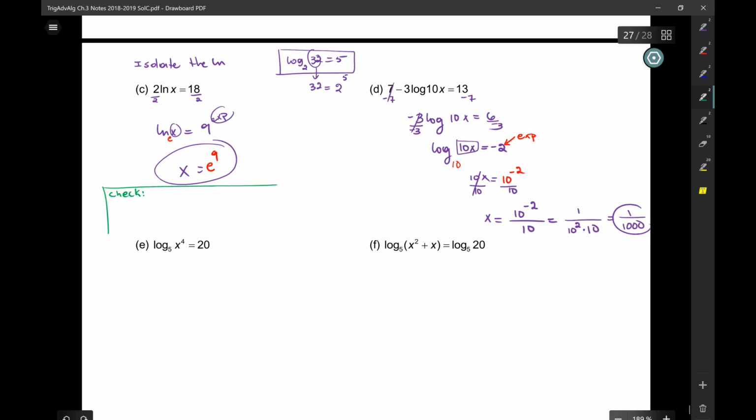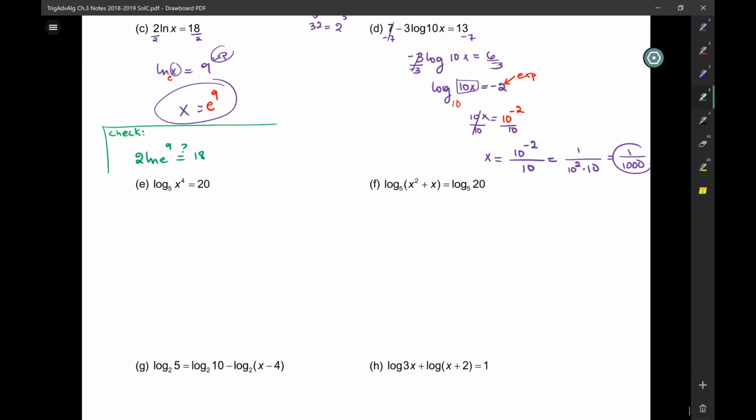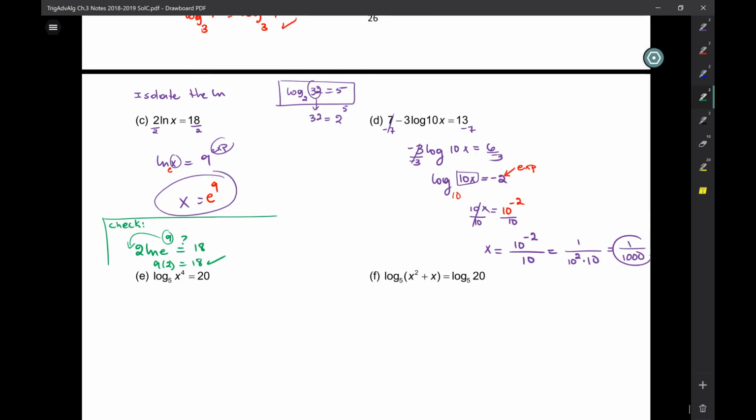Look. 2 ln of x, e to the 9. Is this equal to 18? Oh, yeah. All right, ln of e will go away here. So 9 comes down. Oh, yeah. 9 times 2 equals 18. Oh my God, it's like magic. All right? Well, does the 1 over 1,000 work?